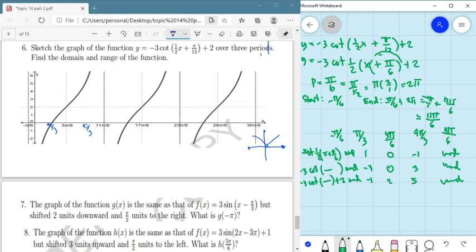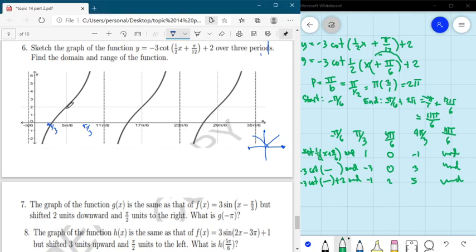So, we have 5 pi over 6 is 2. Then negative 1 at pi over 3, undefined. Then 2. Then 5. Then it goes back, the situation repeats.